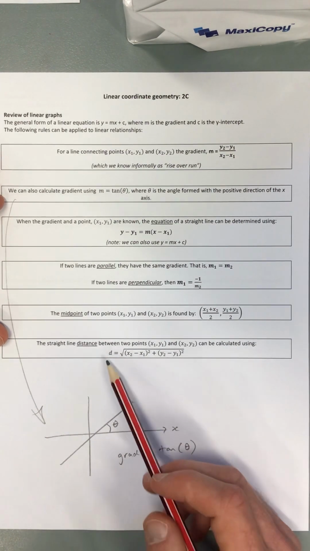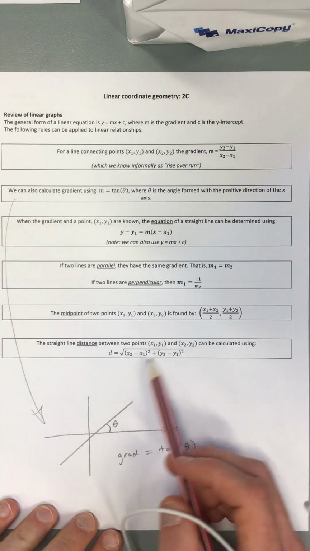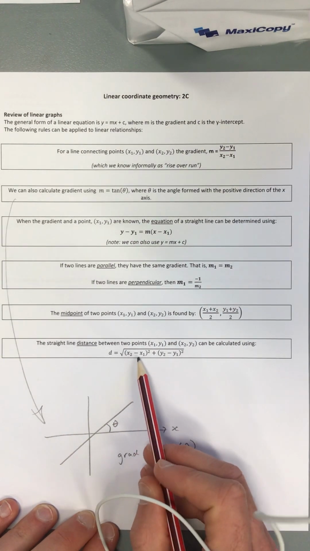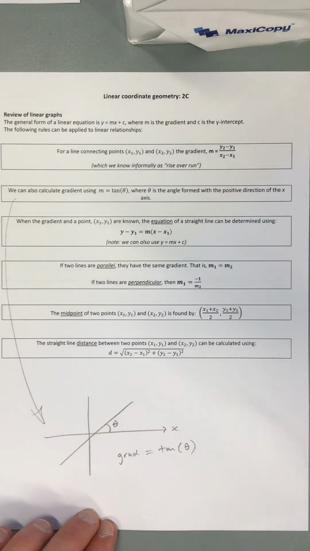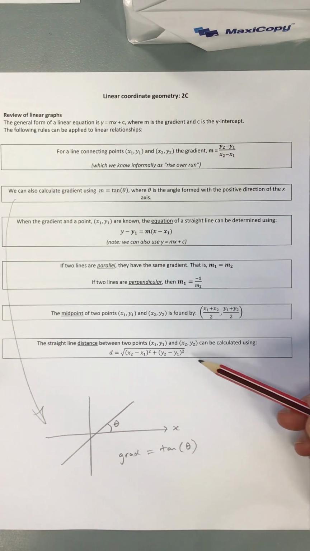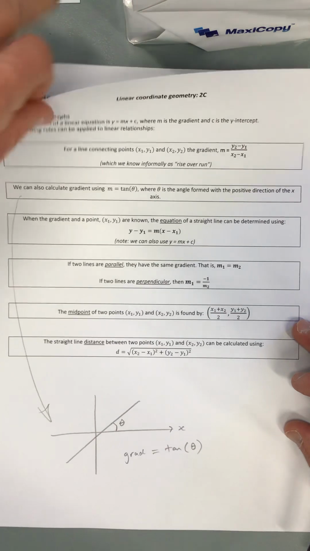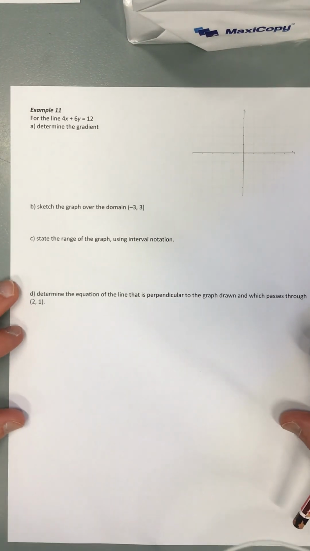And the distance formula, which actually comes from using Pythagoras' theorem on the Cartesian plane, is that distance equals the square root of x2 take x1 squared plus y2 take y1 squared. It is just calculating the hypotenuse of a right-angled triangle, an application of a squared plus b squared equals c squared. All right, let's try an example. This won't cover all of those rules, but it'll cover quite a few of them.